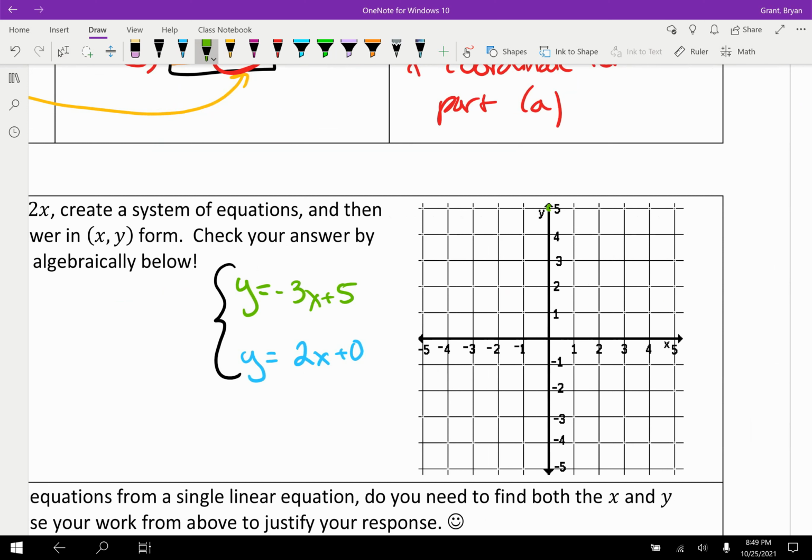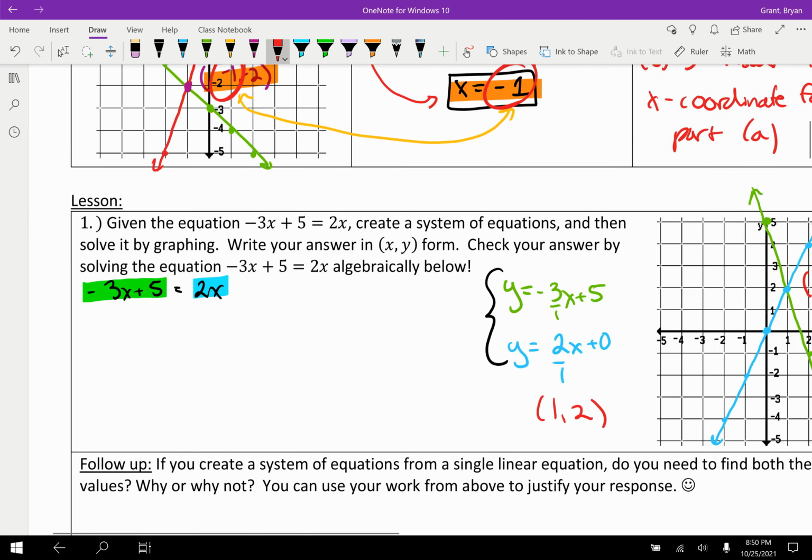So graphing with me, y-intercept of 5 for my green equation, down 3 to the right 1 to keep that moving in a downward direction. And this should give us a pretty nice line. y equals 2x plus 0 starts at 0, then moves up 2 over 1. We can already see the point where the two lines will intersect, but I always like being complete. Helps me make a straight line too. And there we go. So we find that this system of equations crosses at the point (1, 2).